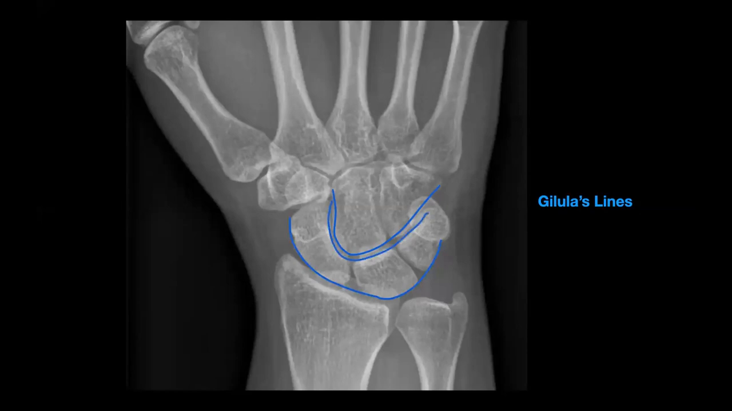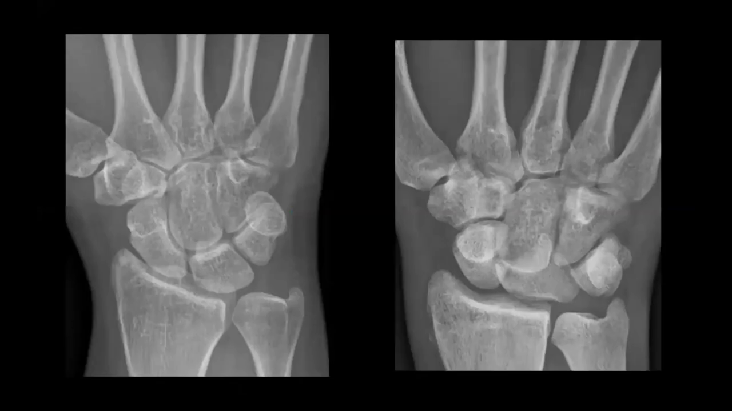Now, if we go back to a PA radiograph, a normal PA radiograph, and the injury radiograph I showed you before, you can see that Gilula's lines on the normal image on the left are beautiful, they're unbroken, they're curved, whereas on the right, you can see that they're not continuous, they're broken. So this would give you an idea that there was something going on in the carpus.